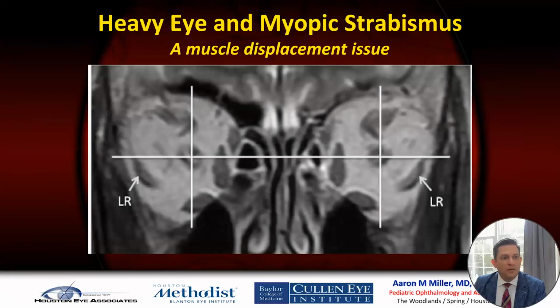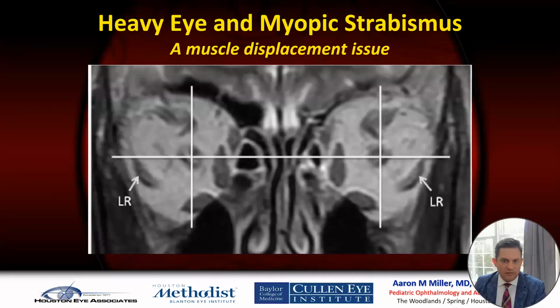So moving on, I wanted to discuss a little bit about heavy eye and myopic strabismus because it ties into some surgical considerations. With these two conditions, the issue is that muscle displacement is the source of the problem. You can see in this MRI imaging the localization of where the lateral rectus is with respect to the superior rectus, which is the source of these strabismus conditions. You can see a downward slanting, and the lateral rectus is lying lower than it typically would.